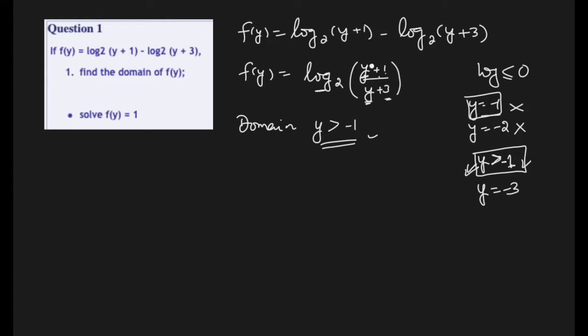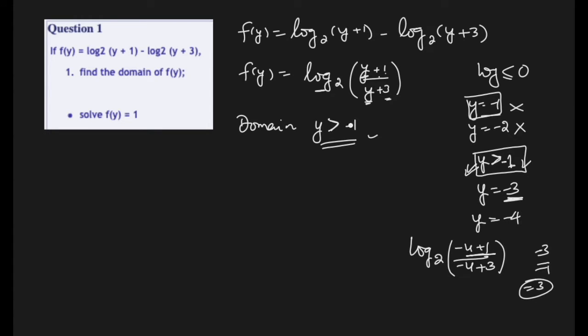Now let's see a case when the numerator becomes negative and the denominator also becomes negative. That means overall it will be positive, and then log is possible for a positive number. So let's say y is less than minus 3, for example y equal to negative 4. Put this here: log base 2 of negative 4 plus 1 divided by negative 4 plus 3. We get negative 3 over negative 1, which becomes positive 3. That means y not only can be greater than minus 1, it is also possible that it is less than minus 3. Then both numerator and denominator are negative and cancel each other, and these two parts become the domain of this function f(y).